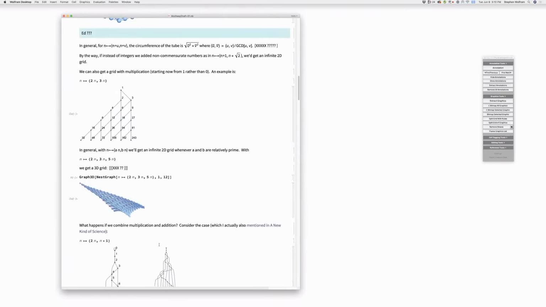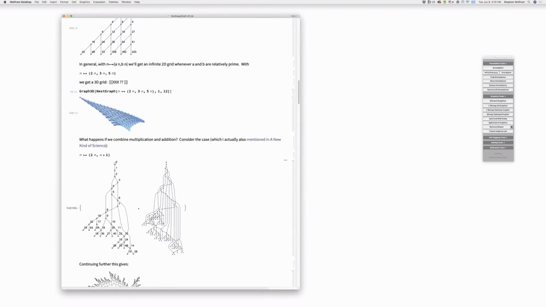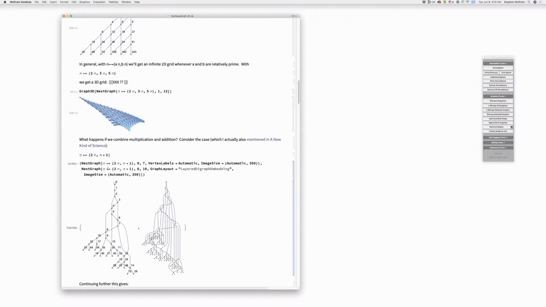This is actually the example from NKS. Here, let me open this up. Well, all right, let me do this. Hold on one second here.